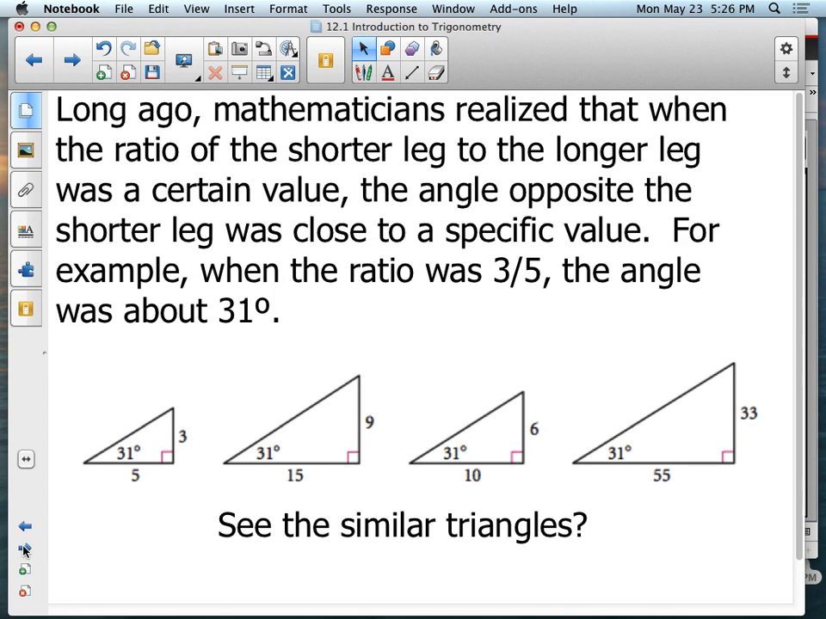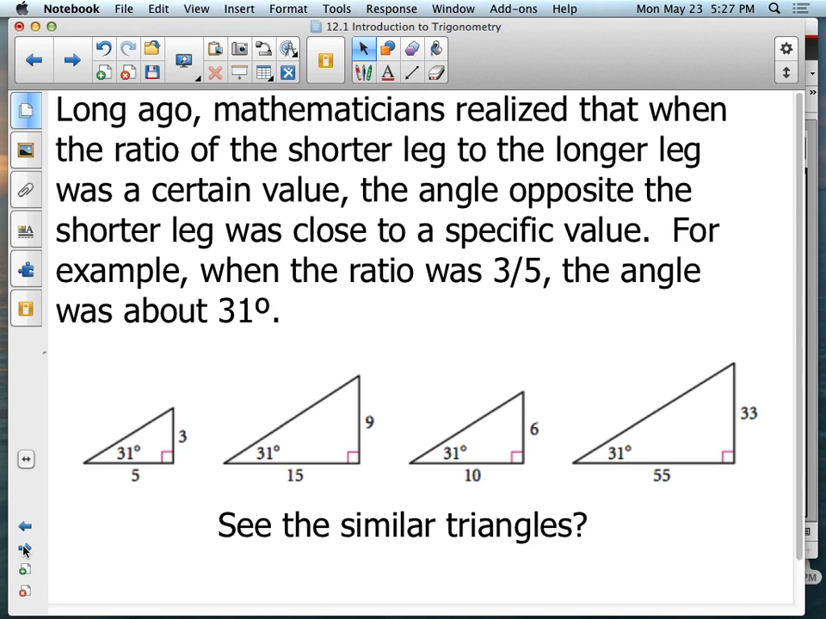What mathematicians realized a long time ago was that if you took the ratio of the shorter leg to the longer leg in a right triangle, if it was a certain value, then the angle was a certain size. So for example, they knew that if there was a ratio of 3 to 5 between the shorter leg to the longer leg, then the angle opposite the shortest side was a 31-degree angle.